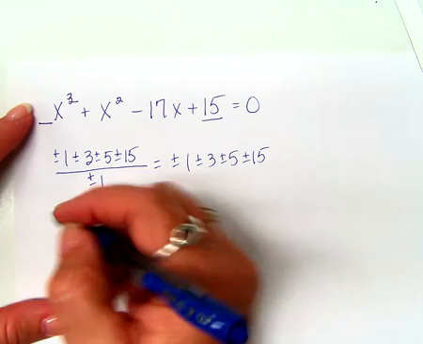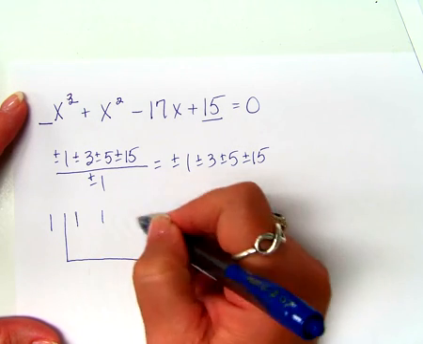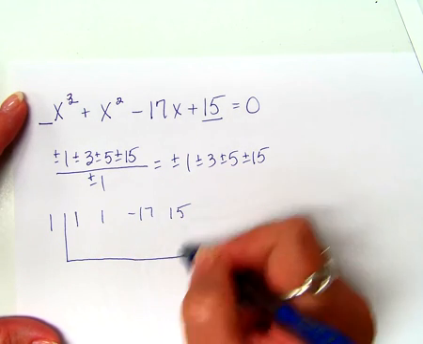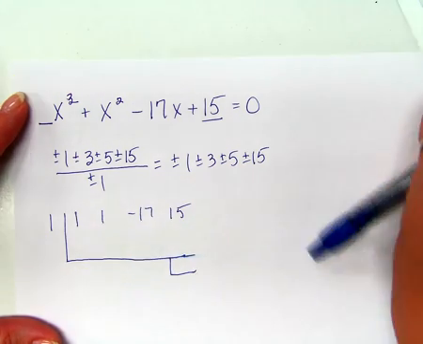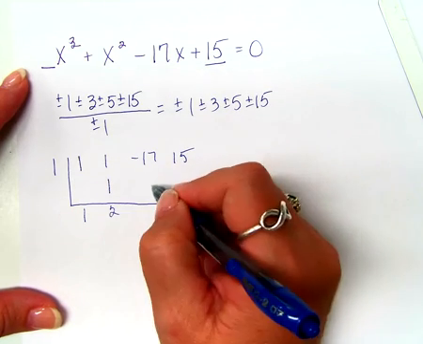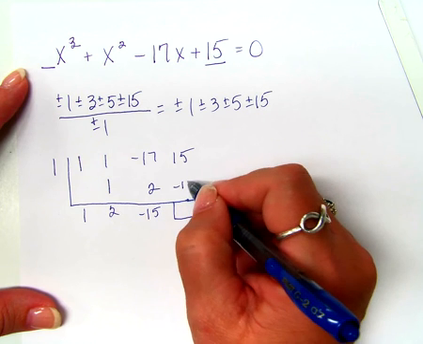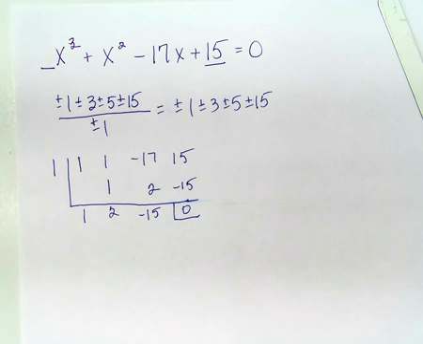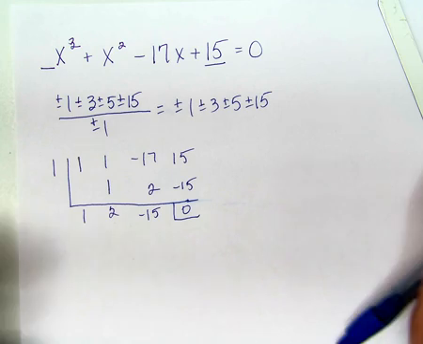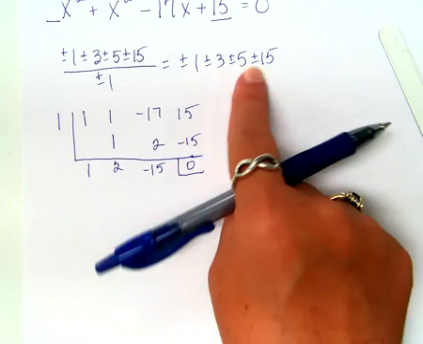With 1. Okay. 1, negative 17, and 15. And that will be my remainder. 1, 2, negative 15. Oh my goodness. So lucky. We are so lucky. Will it always work on the first one? No, but it did this time, right? So that's good. Do I need to keep doing synthetic division?